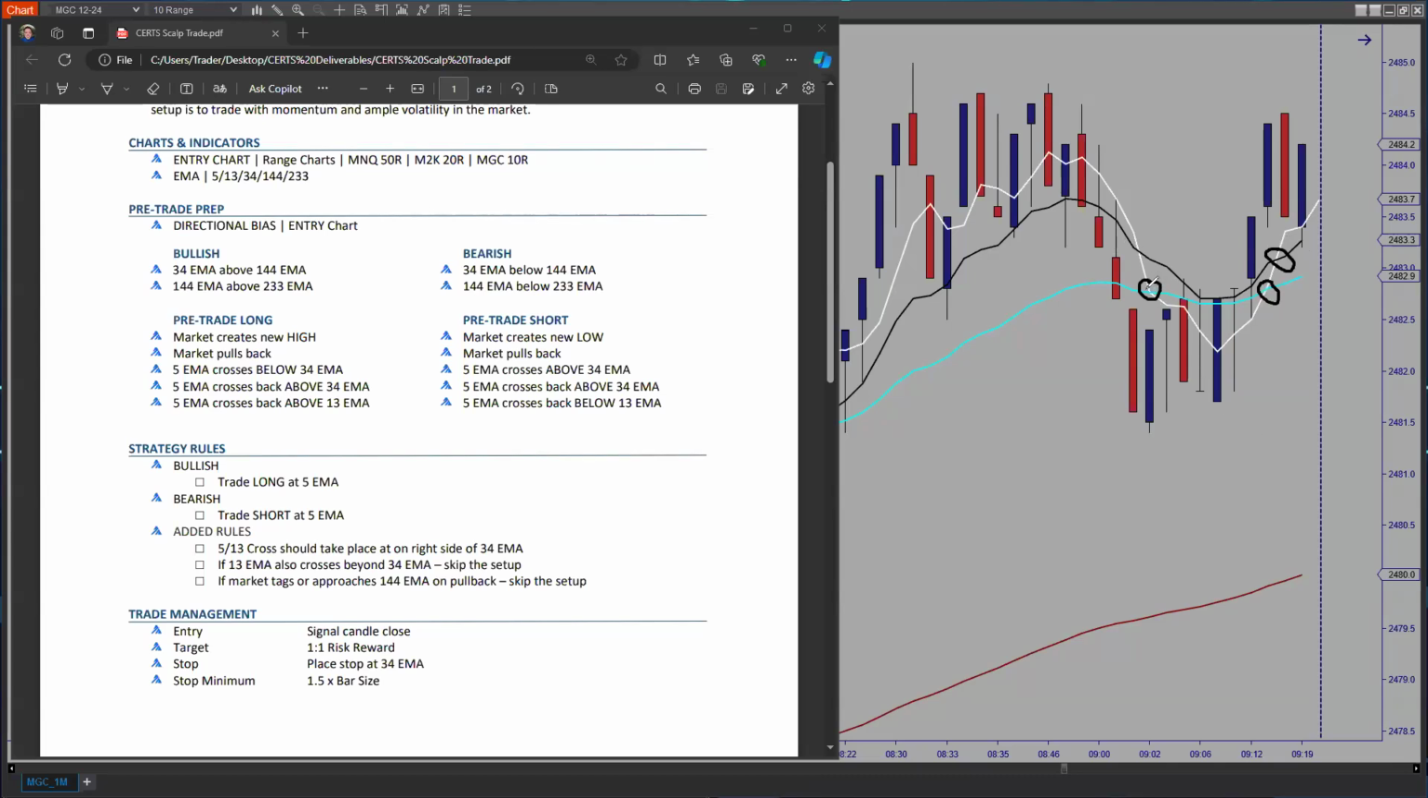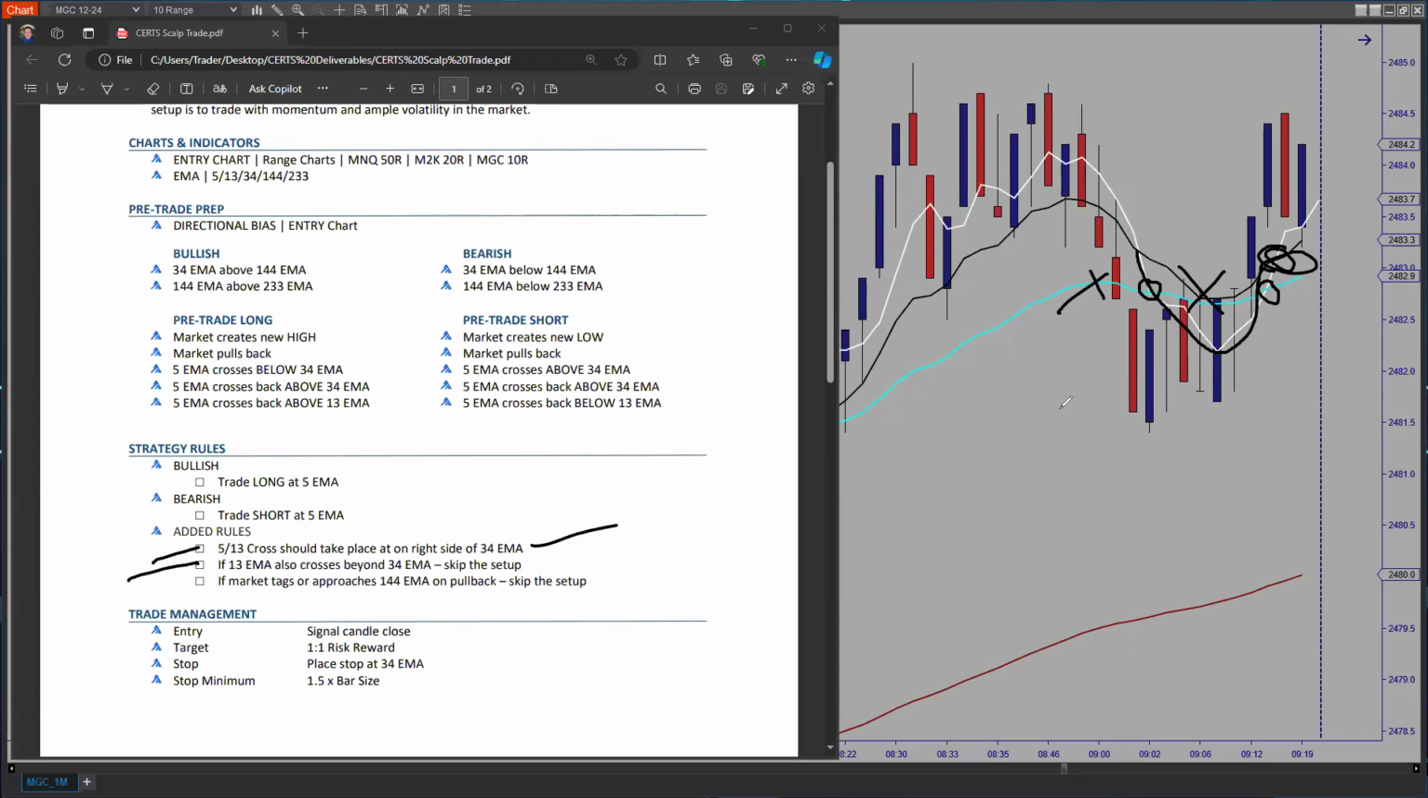So it's kind of like a smiley face. I want the 5 to cross under, but I don't want the 13 to cross under. So I say you're not going to get a lot of these. There's a little bit more going on, but they test very well. The 513 needs to cross above the 34, which it does. If the 13 also crosses below the 34, don't take the trade.